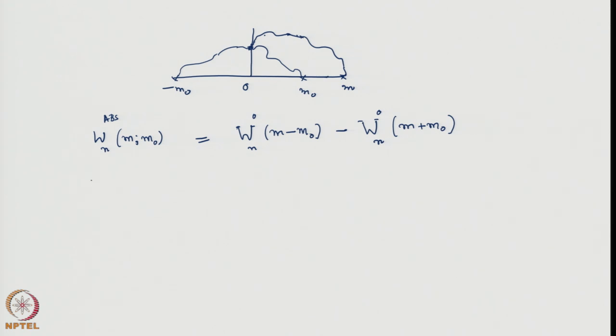So here the superscript 0 represents free walk, barrier-free walk. Free means barrier-free walk, or unbounded walks.